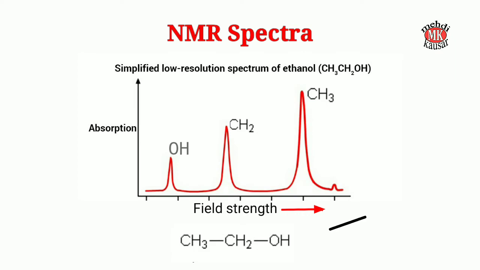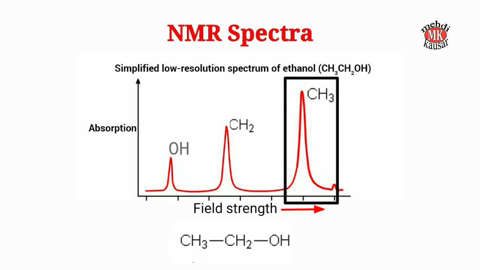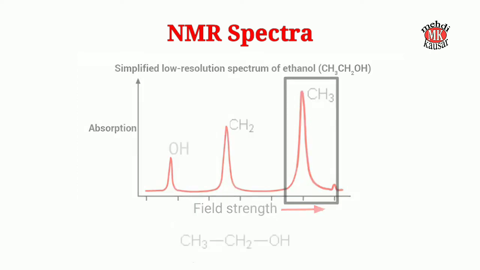Here the OH proton is attached to the electronegative oxygen atom, therefore it is expected to be least shielded, that means it is deshielded, so the signal due to the OH proton is obtained in the downfield. On the other hand, the CH3 proton is the most shielded, so the signal for the CH3 proton is obtained in the upfield region of the NMR spectra.